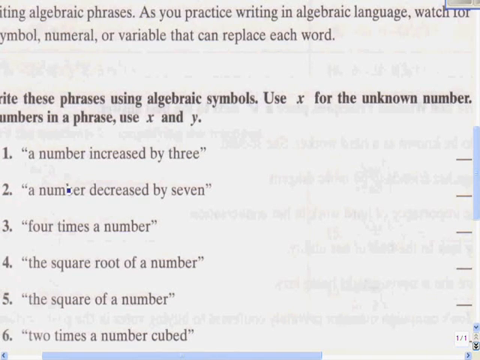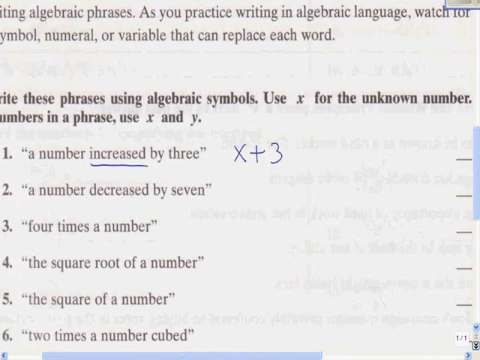Here, the first keyword is increased. Increased means you add. So we have a number. We don't know what that number is, so we're going to call it x. And we're going to increase it by 3, so we're going to add 3 to it. So x plus 3. That's all that's saying.